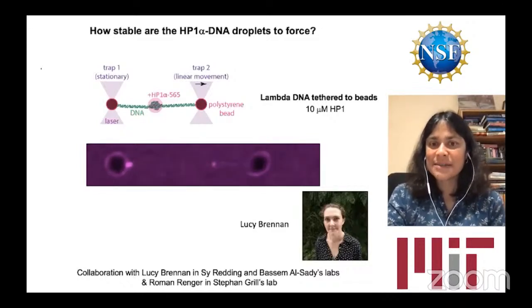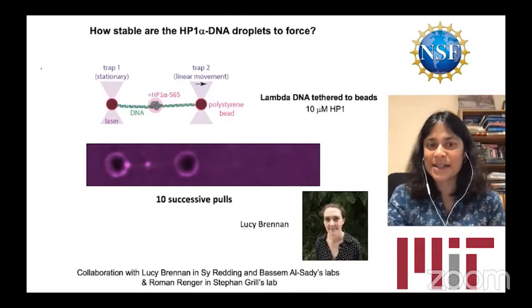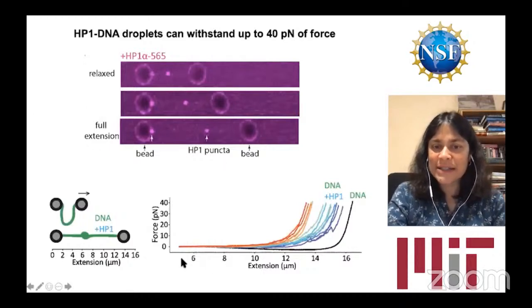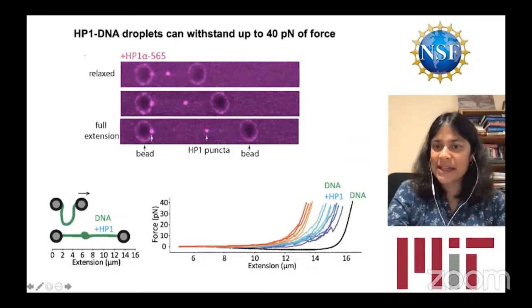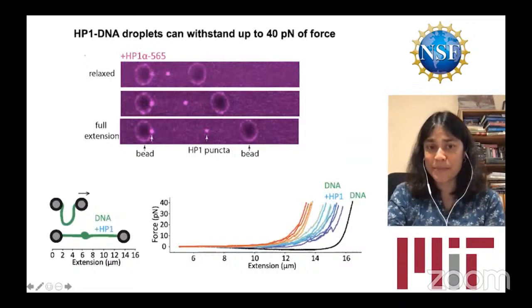And what is nice about this setup is that it's highly quantifiable. I won't go through all the 10 successive pulls, but I'll show you the quantification. You can quantify the extension of DNA as a function of the force applied. If there is no HP1 alpha droplet on the DNA, you see the black force extension curve. The DNA is extended, and above 40 piconewtons, it starts unpairing. Okay, so they could not go above 40 piconewtons.